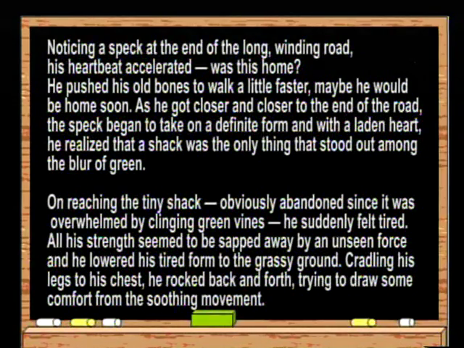And with a laden heart, he realized that a shack was the only thing that stood out among the blur of green. On reaching the tiny shack, obviously abandoned since it was overwhelmed by clinging green vines, he suddenly felt tired. All his strength seemed to be sapped away by an unseen force, and he lowered his tired form to the grassy ground. Cradling his legs to his chest, he rocked back and forth, trying to draw some comfort from the soothing movement.